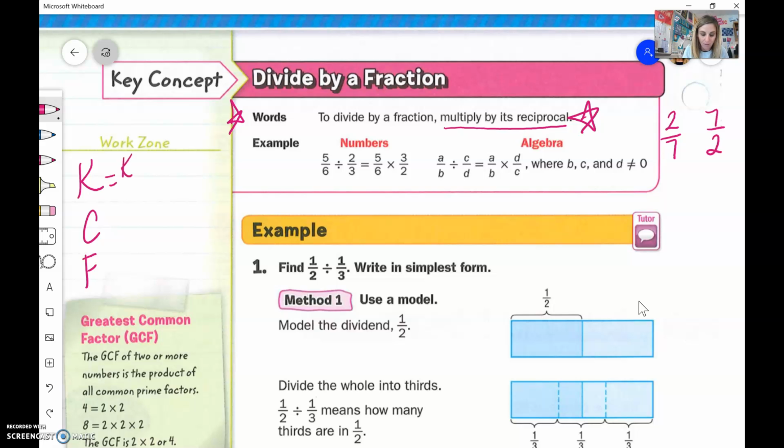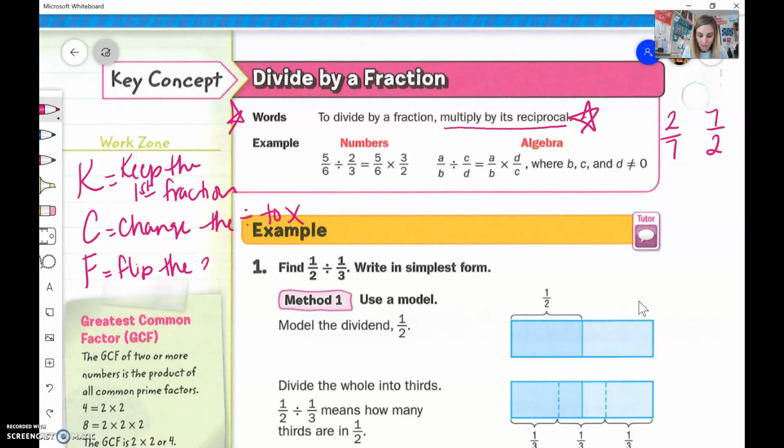Okay, keep the first fraction, change the division to multiplication, and flip the second fraction to its reciprocal. Okay, and I can put reciprocal down here. Okay, so keep, change, flip. Okay, just remember keep, change, flip.